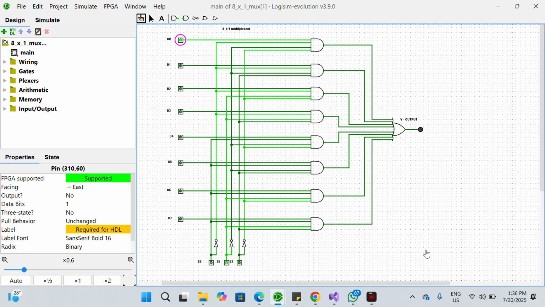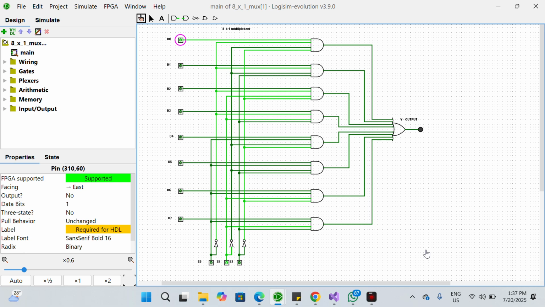The NOT gate is the inverter that provides the inverted signal where necessary to cover all combinations from 000 to 111. And the AND gate: each gate corresponds to one input, D0 to D7. It activates only when the correct combination of select lines is present. The OR gate combines the outputs from all AND gates, so only the selected input goes to the output.